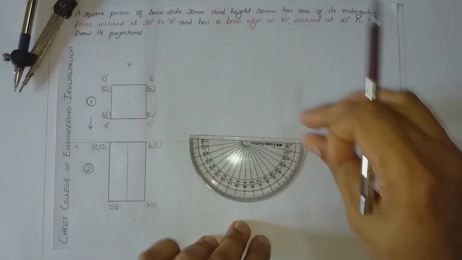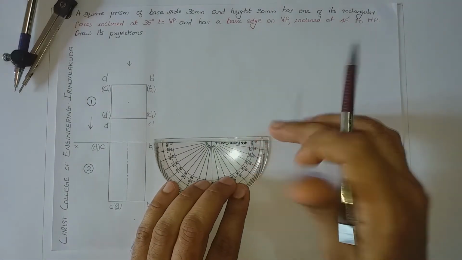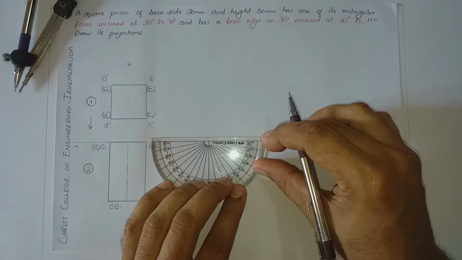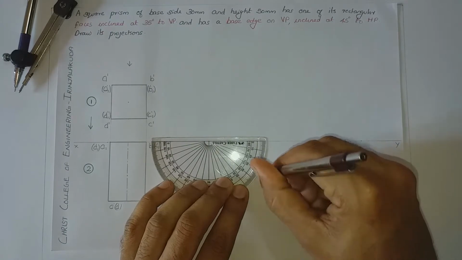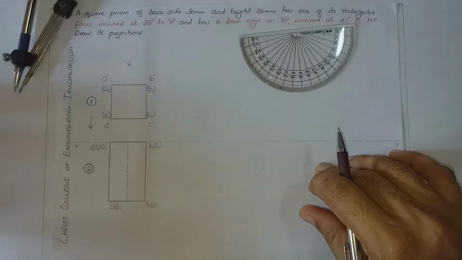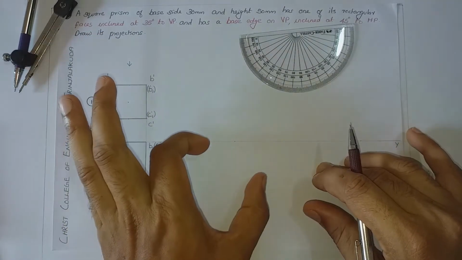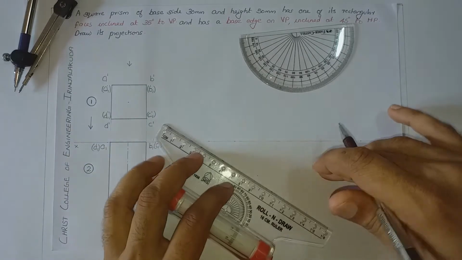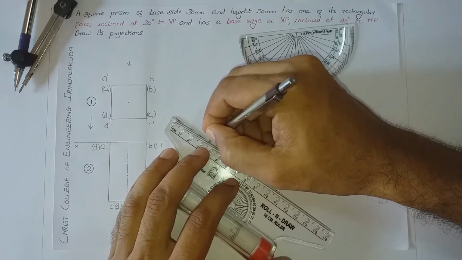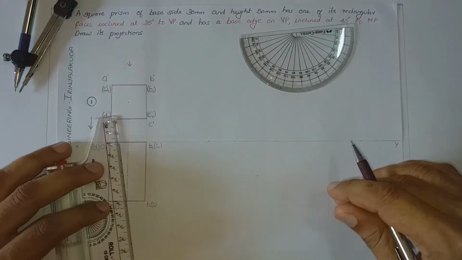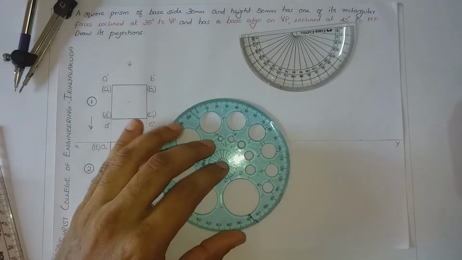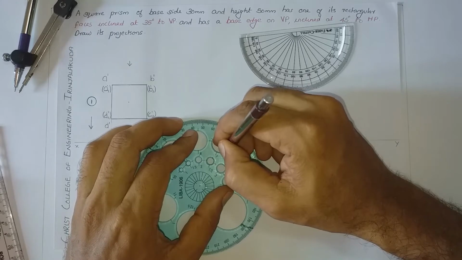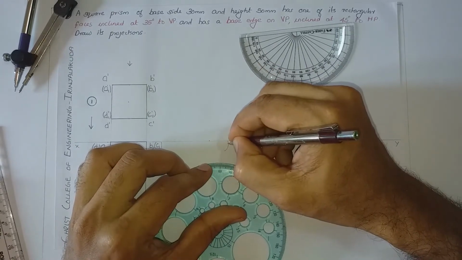On the right hand side of diagram number 2, I am going to take an inclination of 35 degrees. I am going to reconstruct this face to this 35 degree inclined side. So I am drawing a 35 degree inclined line here as a thin line, and this angle, let me mark it as 35 degrees.